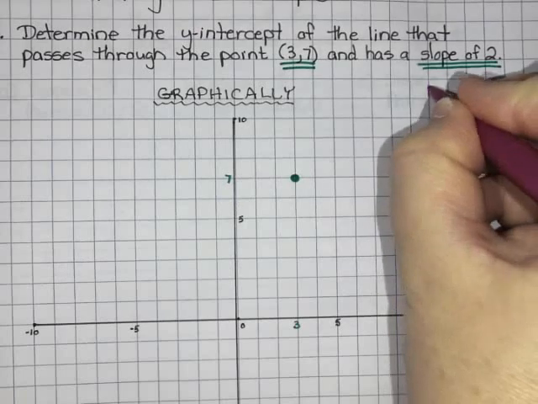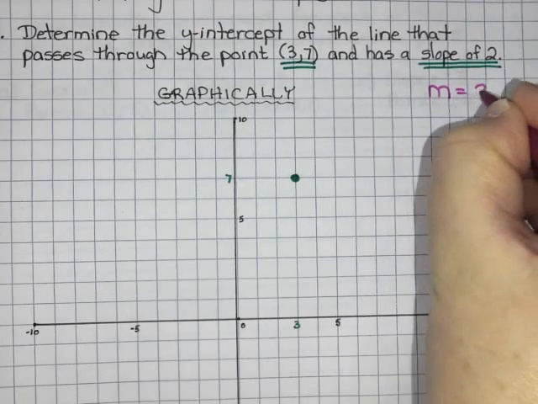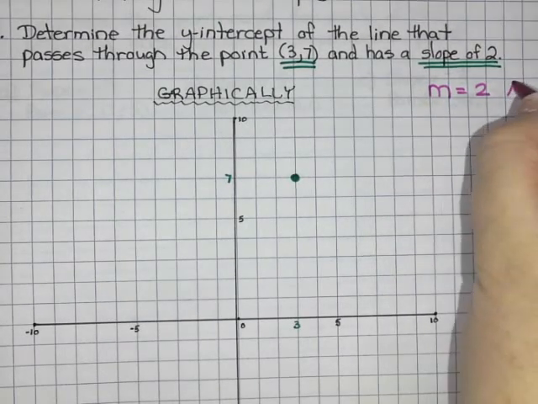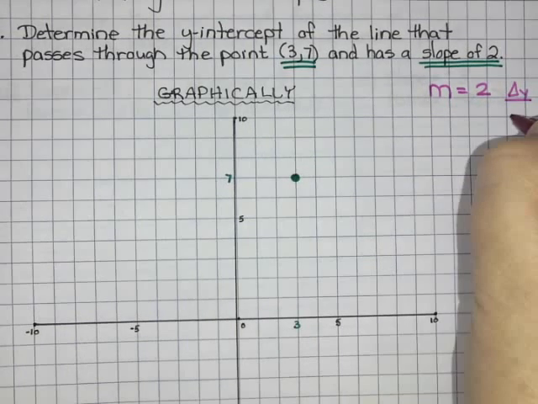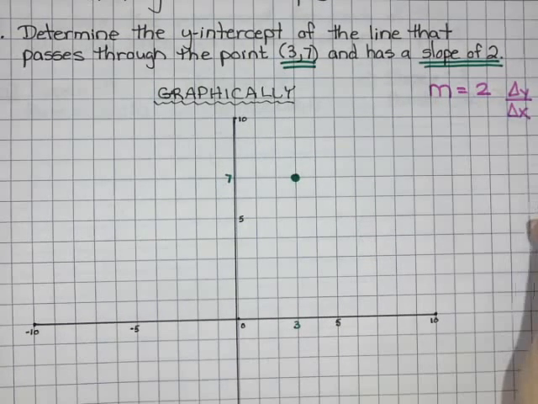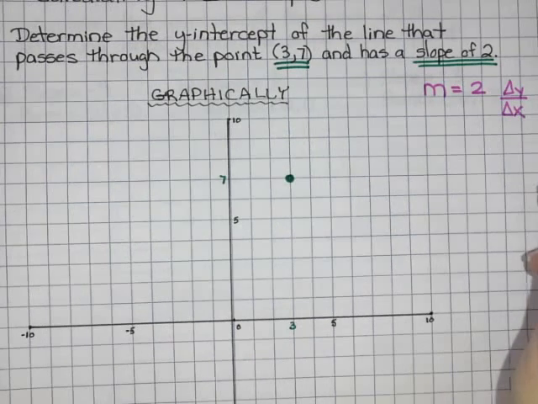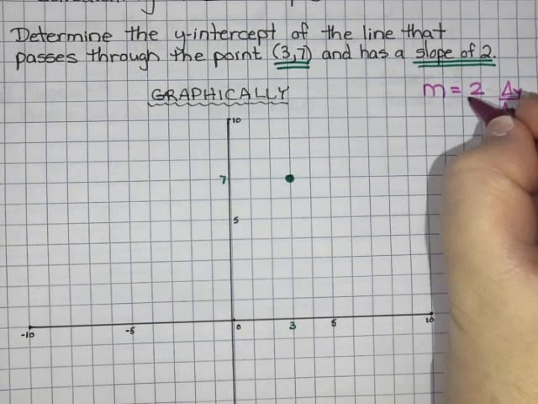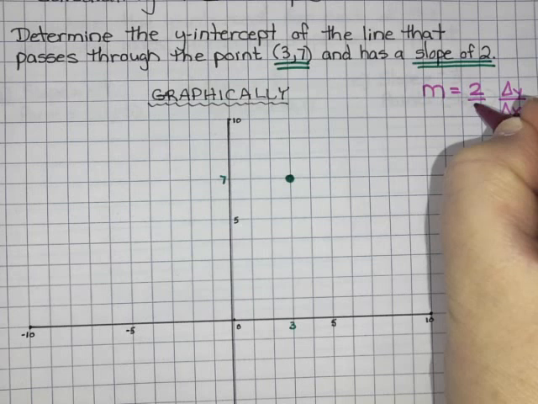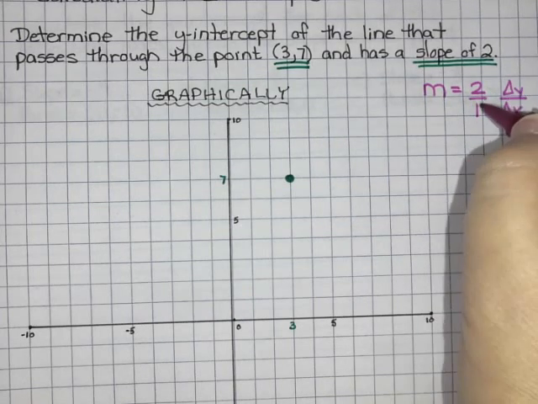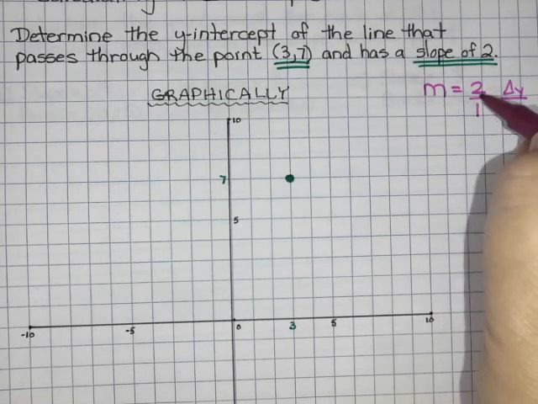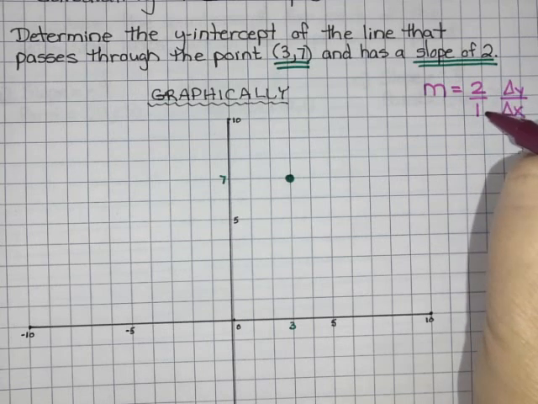So that means my slope is 2. Now the slope is usually delta y over delta x, but this is not a fraction, or is it? So this 2 is secretly over 1. So when I graph, that means to get to the next point, we would go 2 up on the y and 1 over on the x.